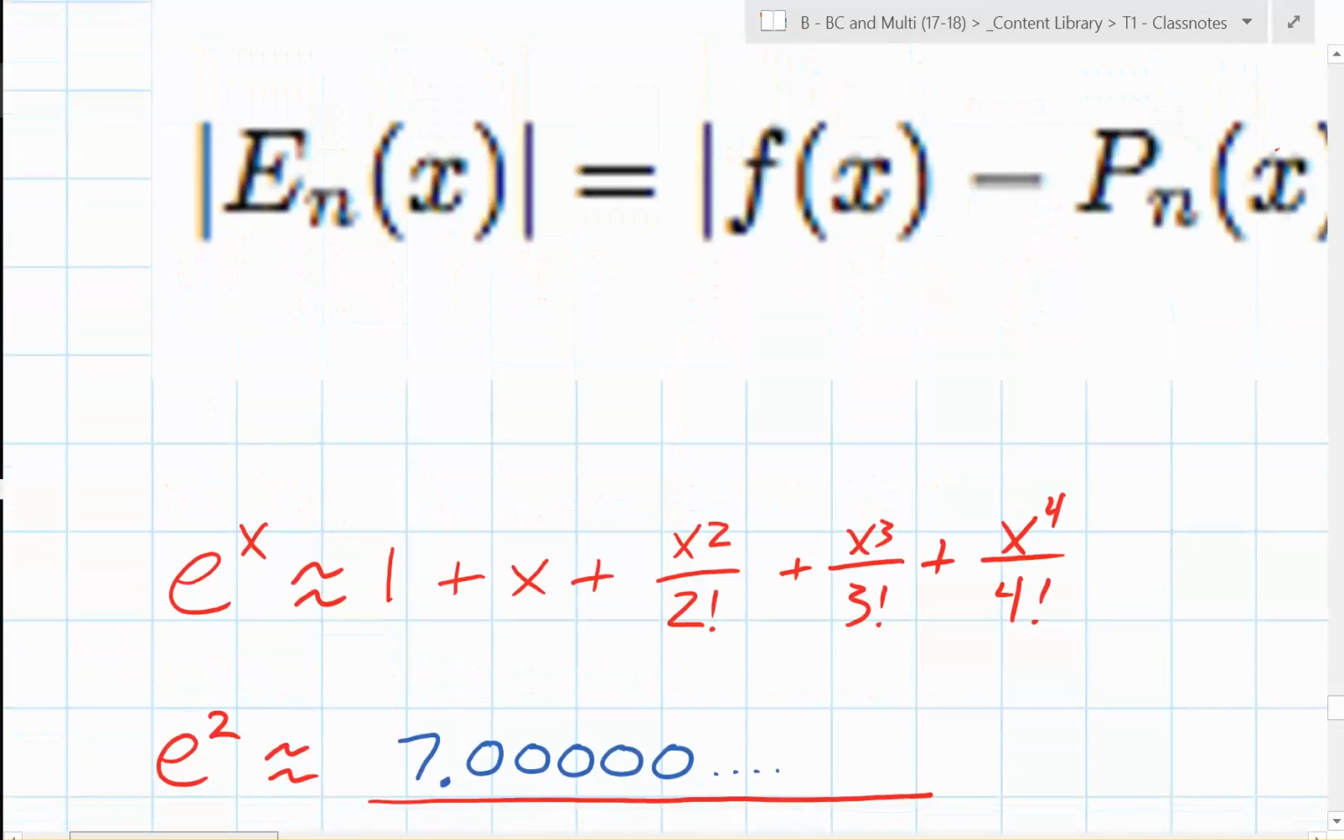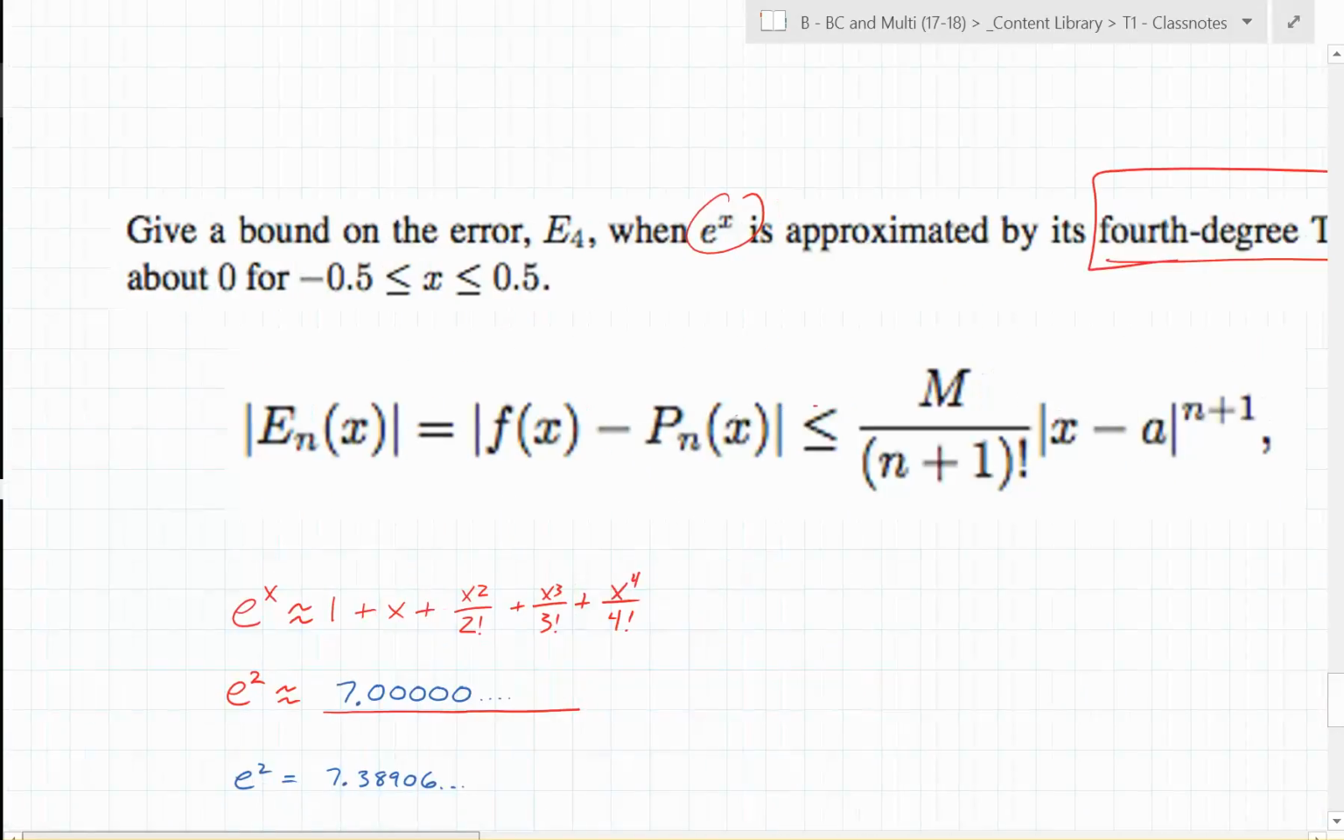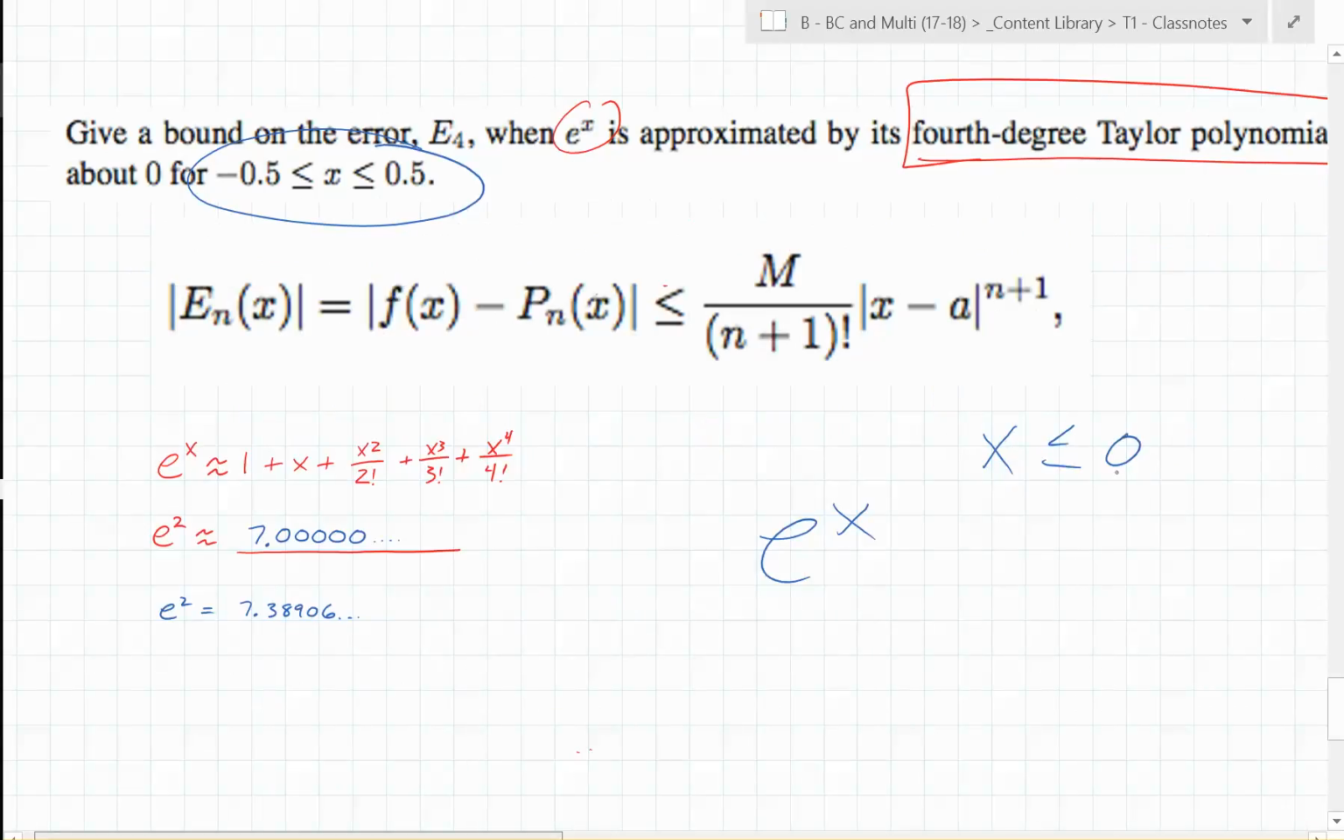Okay, so let's go back to our statement right here. What we're really interested in is between these numbers right here. If we picked any number x between these two, what's the maximum error we could have? That's what we're aiming to find out. Knowing the maximum error is really helpful in a lot of applications. So how are we going to do that?